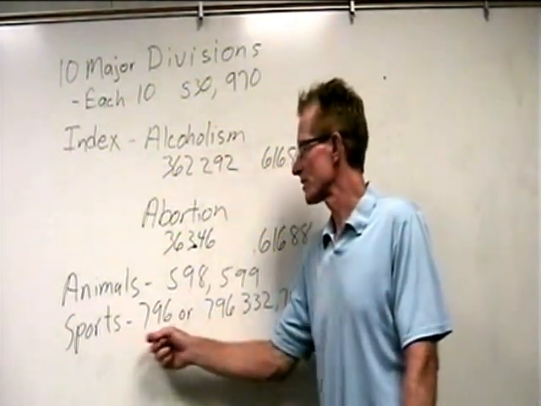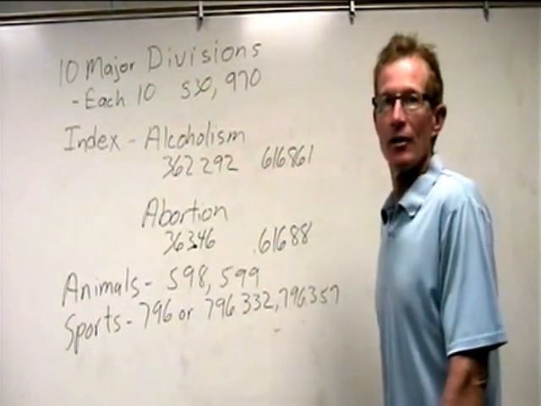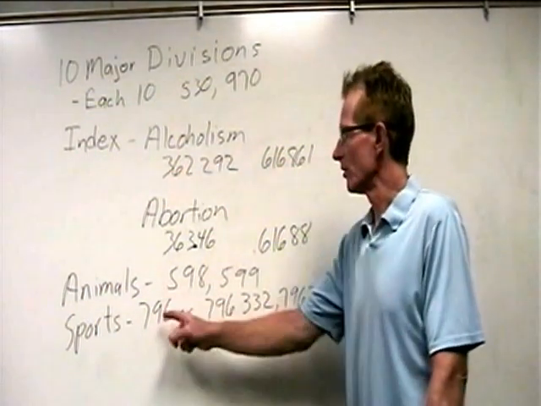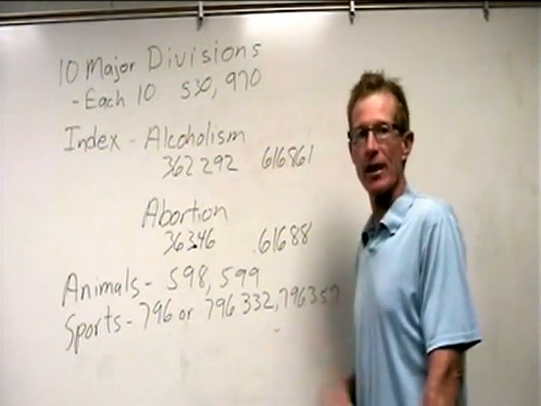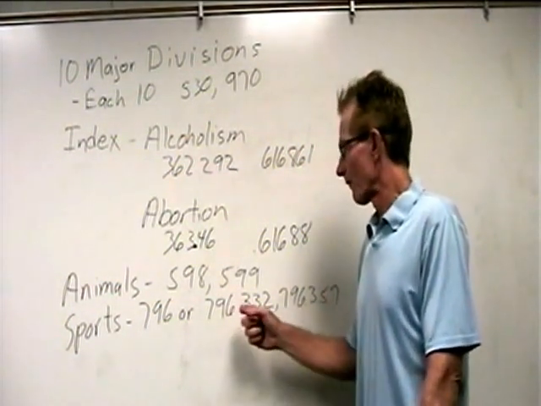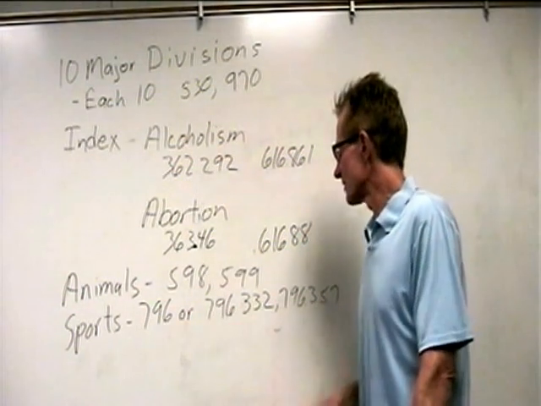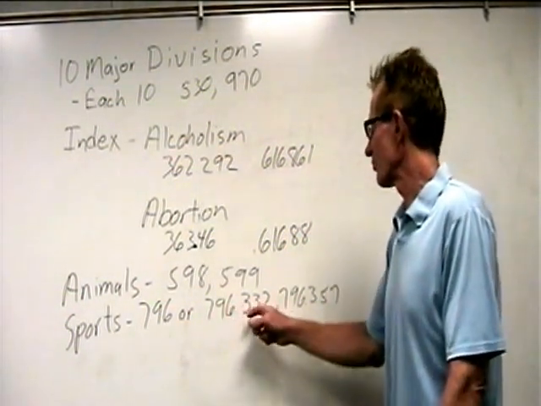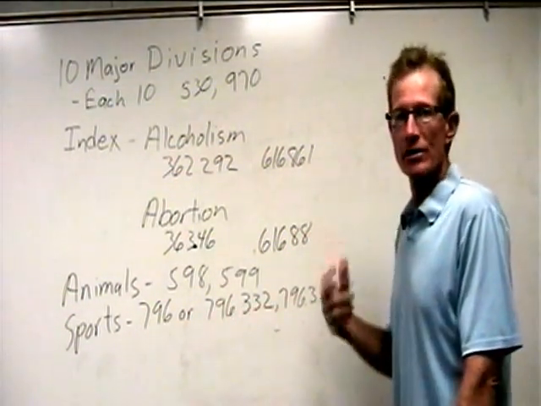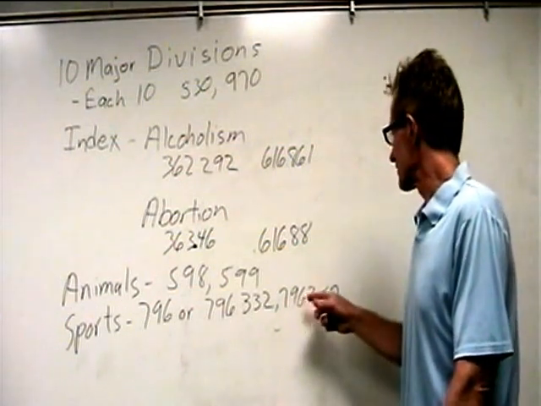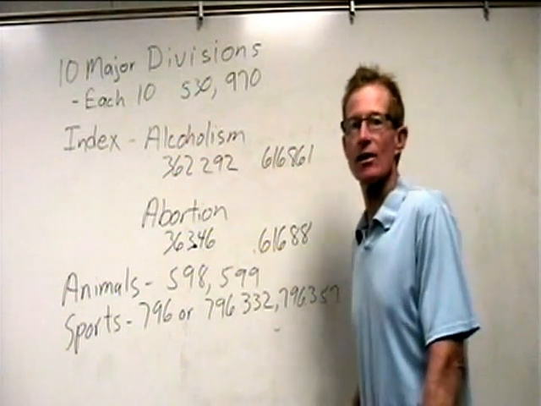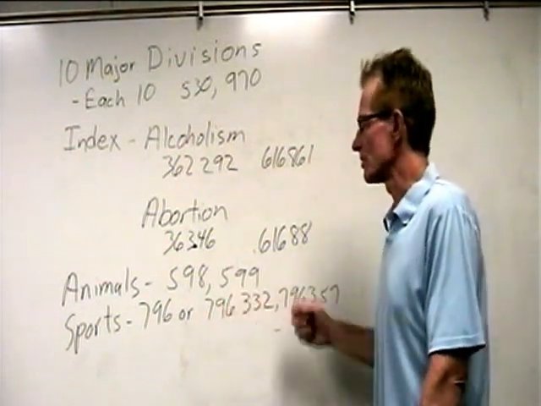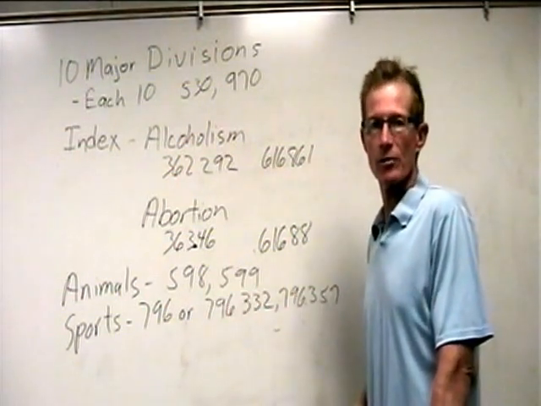Same thing in sports, 796. If you only had 20 books on sports, you might leave them all in 796. Most libraries, though, would tend to want to break them down by sport, which for 796, you might have 796.332 for your subjects such as football, or 796.357 for baseball. So it depends upon the size of your library, but in most cases, you want to use the more specific number for the sport.